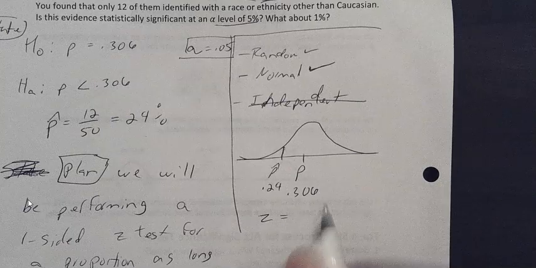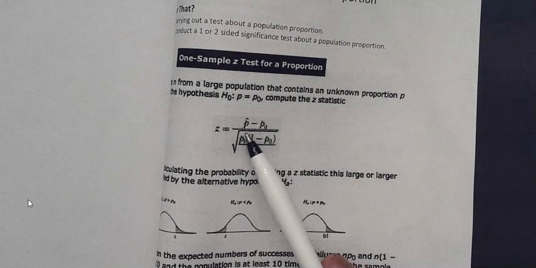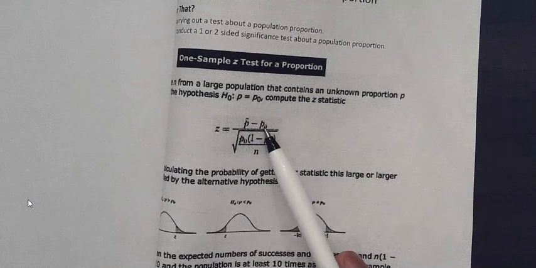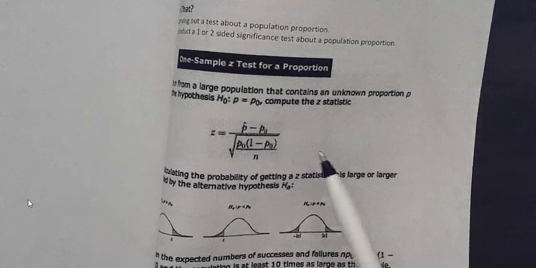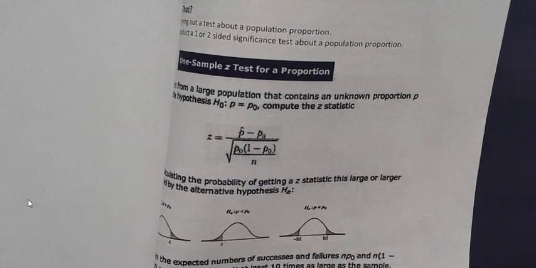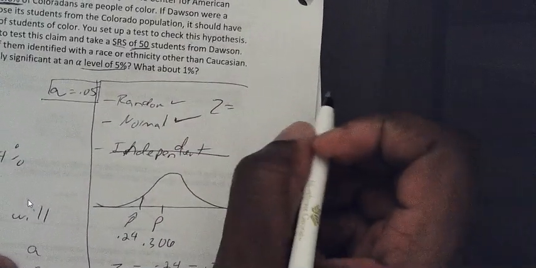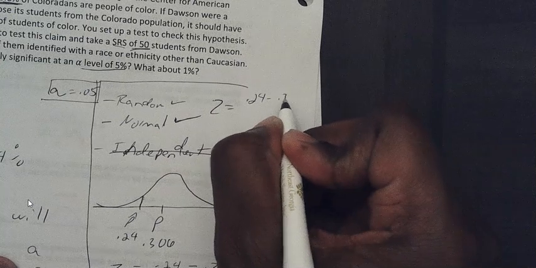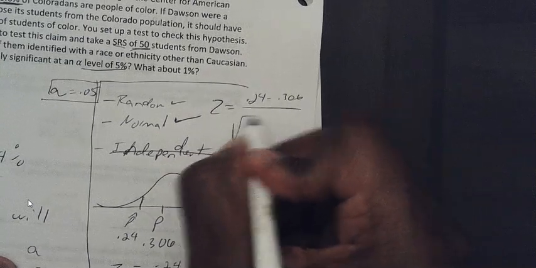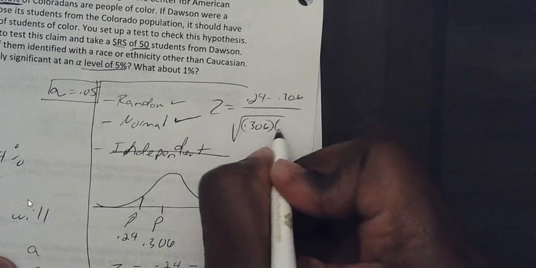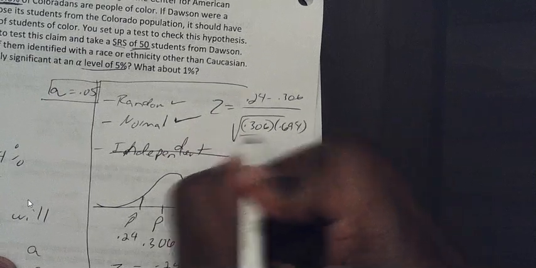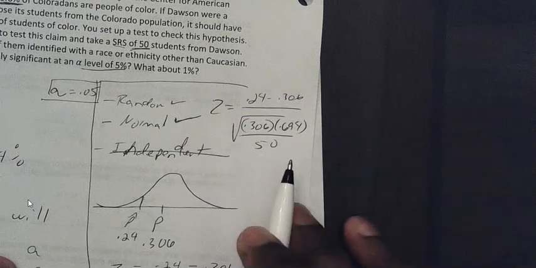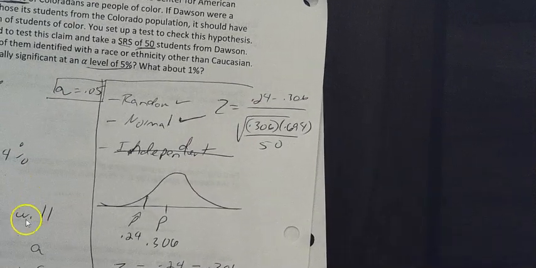And that z-score is given at the front of the section, and it's written as this formula. So we got the p hat, take away the proportion that was given that is assumed to be the p null, and then divided by all those values. Let's get to it. So z should equal 0.24, take away 0.306, divided by the square root of 0.306 times 0.694 over 50.